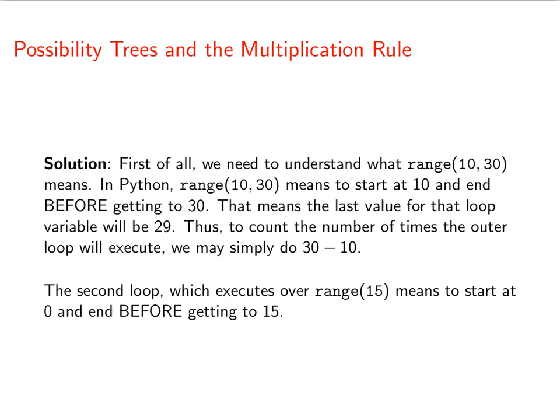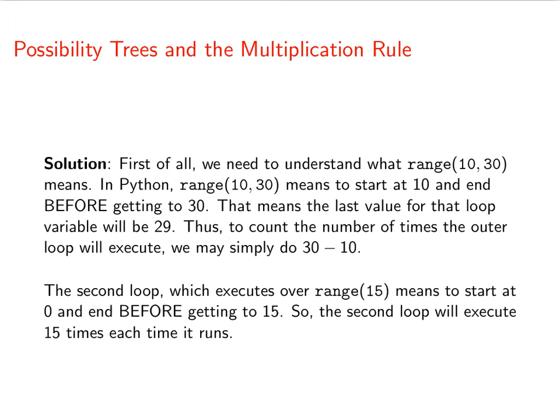Now, how about the second loop? Now that executes over something that's written as range 15. That means start at 0 and end before getting to 15. So that second loop is going to execute 15 times each time it runs.